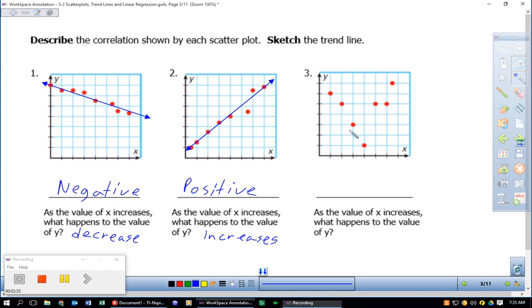And then last, as you can guess, it's probably going to be no correlation. If you draw a trend line, there really isn't a line that's going to be close to a lot of the points, so I don't really know what to draw for a line there. So this one is no correlation. And as x increases, I don't know what happens to y.